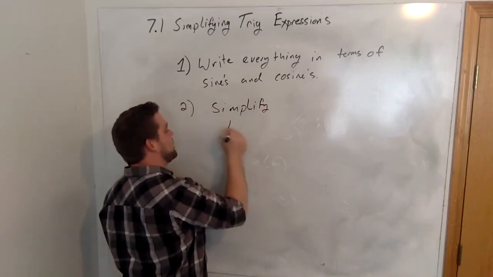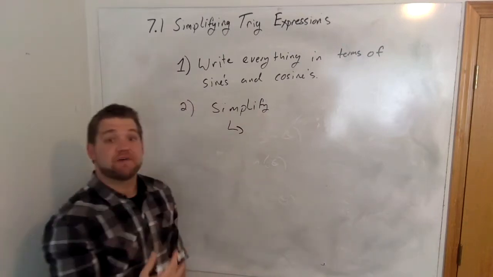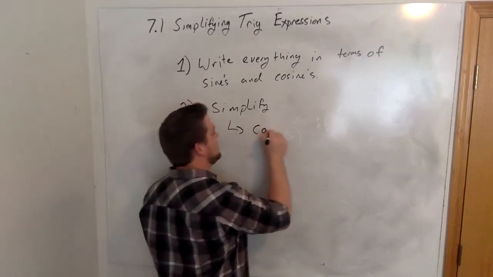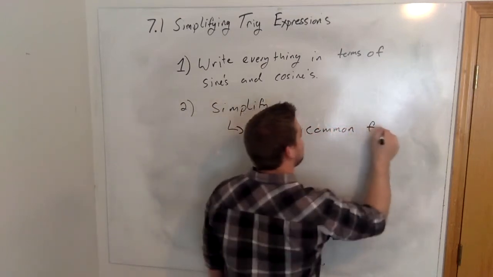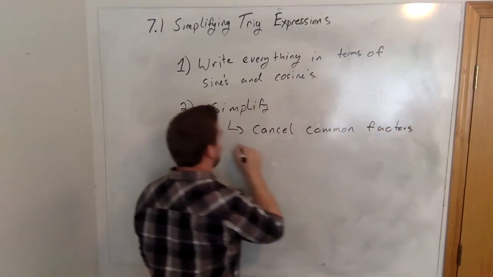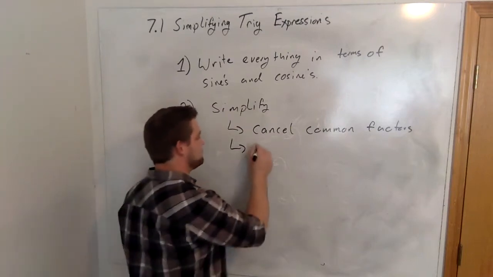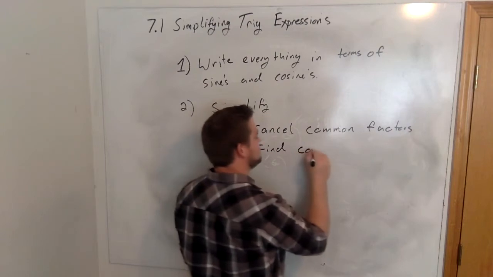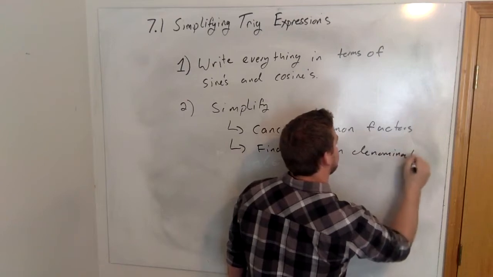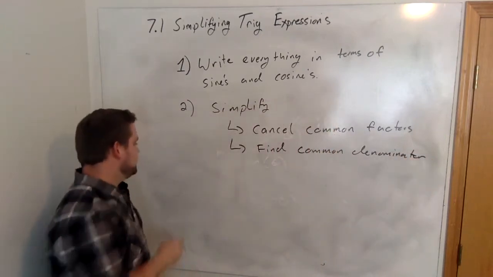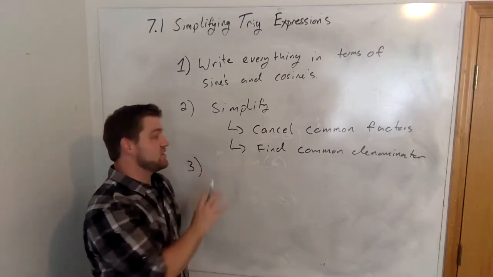From here, I'm going to loosely say that we want to simplify. And what do I mean by simplify? What I mean is we want to make sure that there are no common factors that can be canceled. So we want to cancel common factors. And whenever a fraction presents itself, we'll want to find a common denominator. Okay.